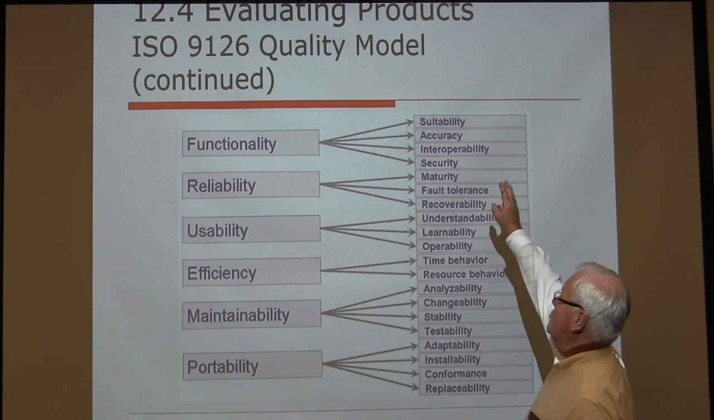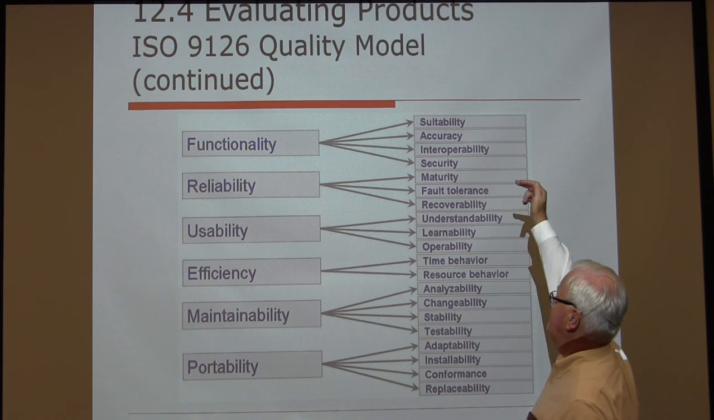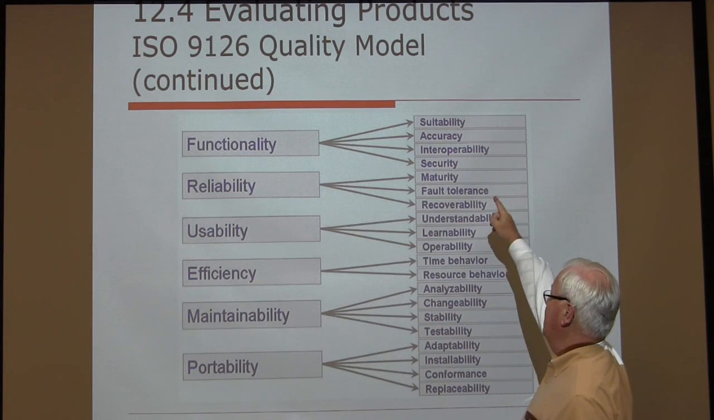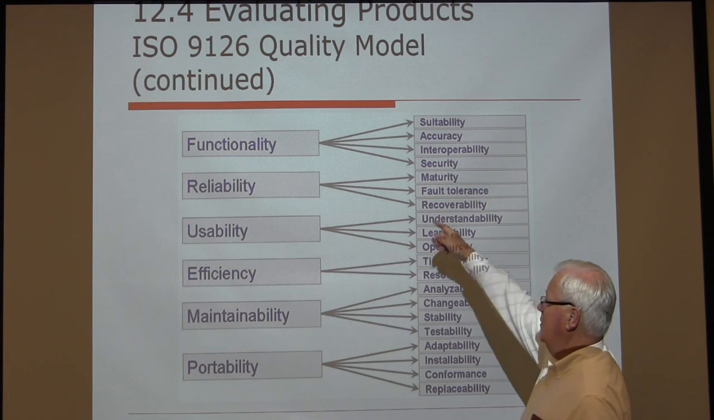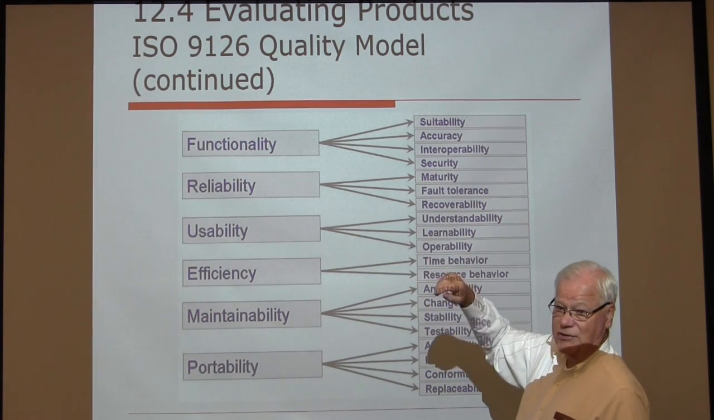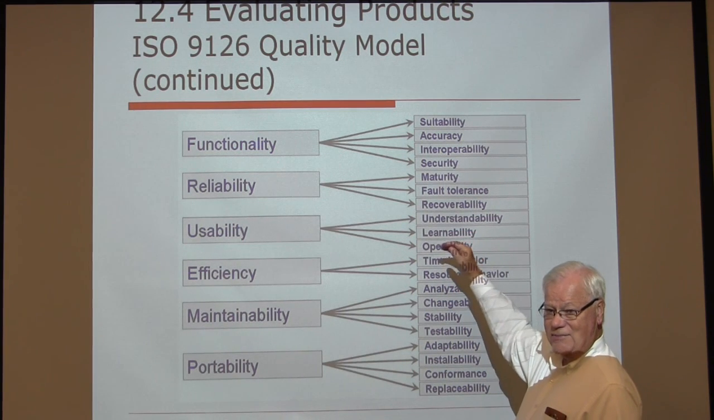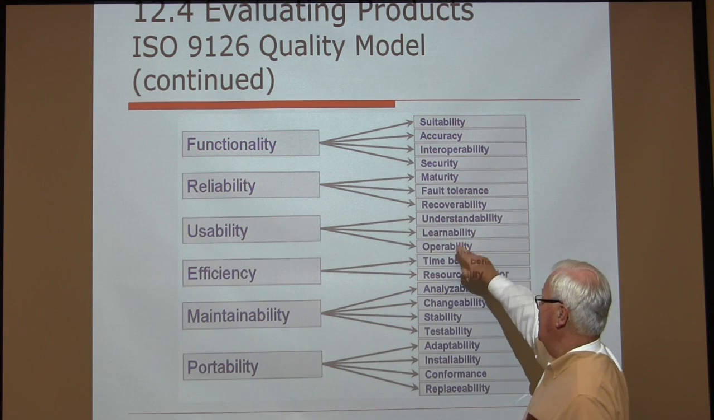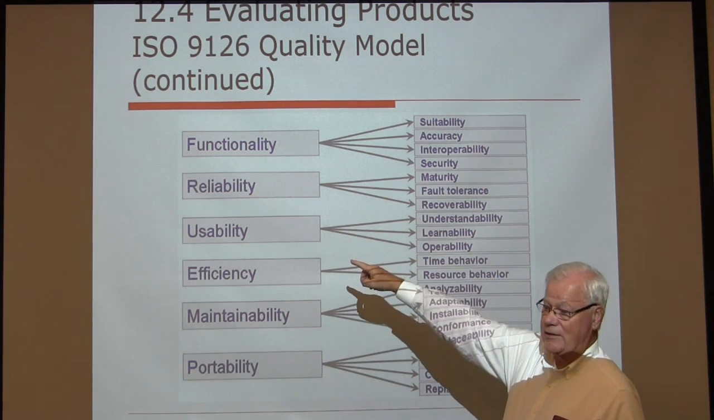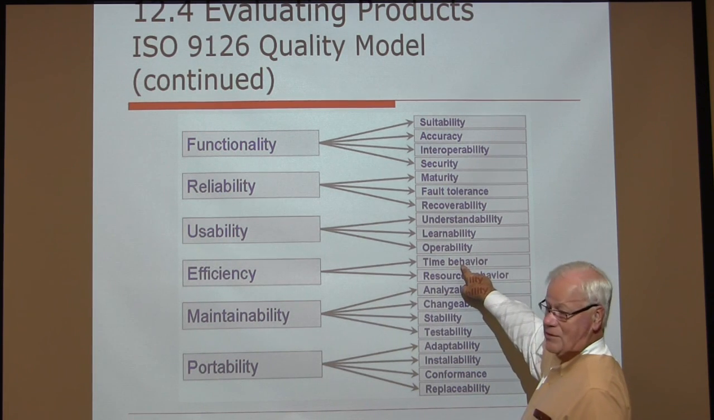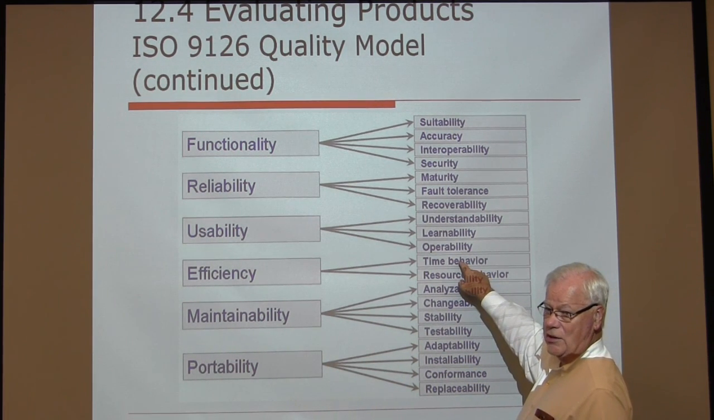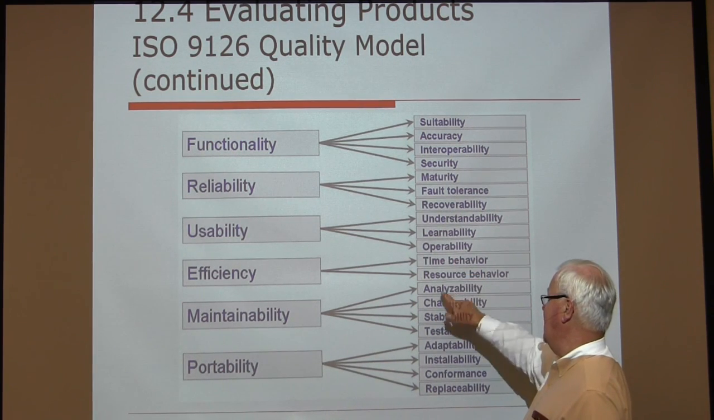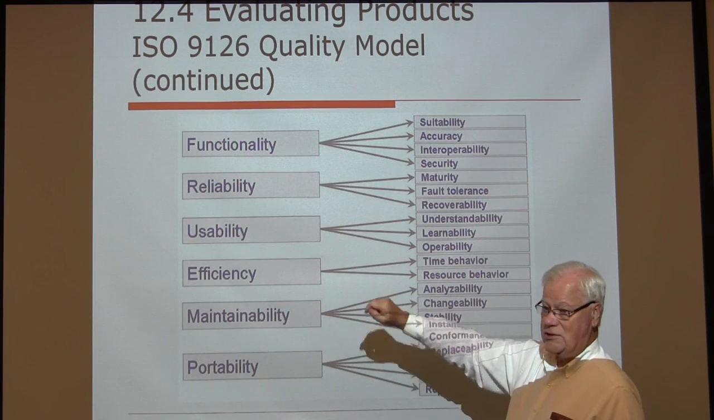So the ISO 9126 model looks at suitability, accuracy, interoperability, and security. That's all part of function. Maturity, fault tolerance, and recoverability all have to do with reliability. This one looks messy till you read it, and then it begins to make a lot of sense as you're reading down it. Understandability, learnability, and operability: usability. Time behavior: is it using a minimum number of cycles to do what we're supposed to do? Time behavior, resource behavior, efficiency.